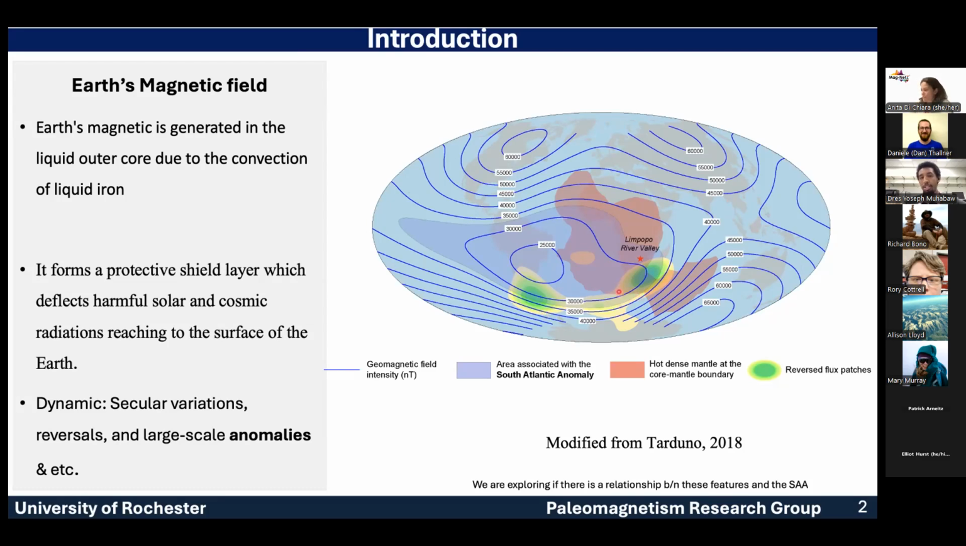And here, as you can see, this region is the large low shear velocity province of Africa. Here we are trying to explore any possible relationship between these features and the South Atlantic anomaly: the potential relationship between the reverse flux patches, the large low shear velocity province, and the South Atlantic anomaly.